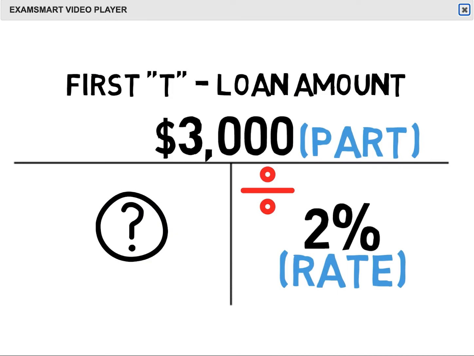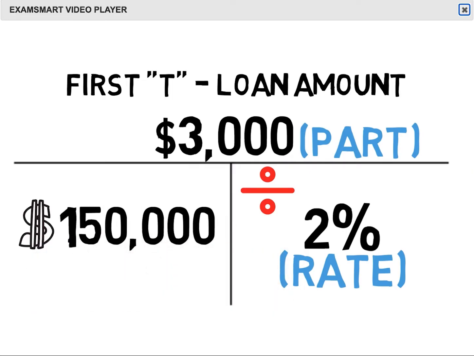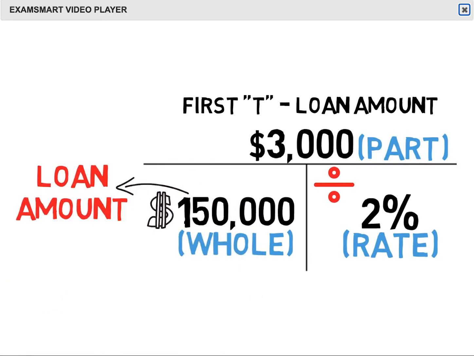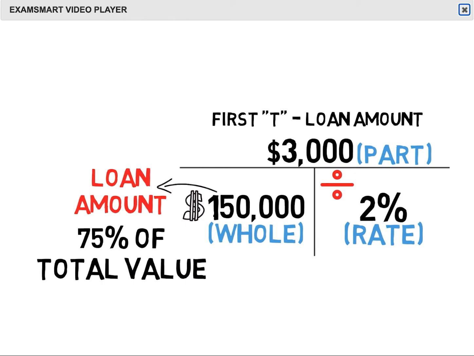$3,000 divided by 2% will give us our whole amount, or the actual amount of the loan, of $150,000. The loan amount then represents 75% of the total value. That's what a loan-to-value ratio means. What percent is the loan to the total value?